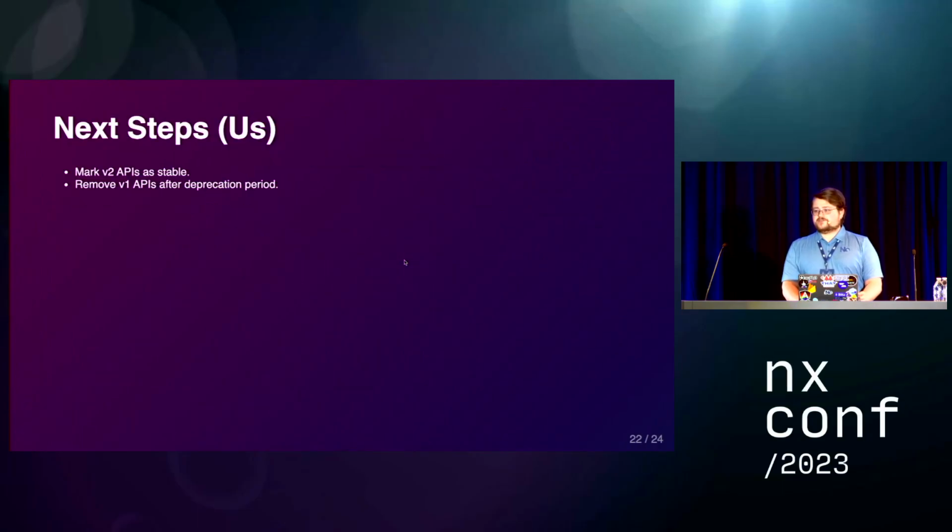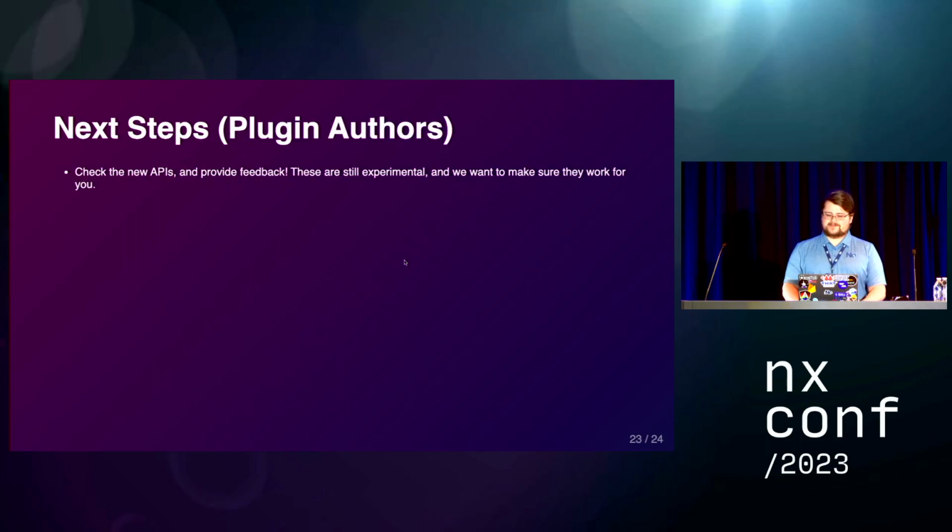So on our side, we do have some next steps. Right now, the V2 APIs are still marked as experimental. The V1 plugin APIs never made it out of experimental. That's not what we want to happen for these. So we're going to mark them as stable at some point, but we're still figuring some things out. Additionally, after these are stable and the V1 APIs finish a deprecation period, they will be removed. So plugin authors should migrate to these APIs eventually. And that's kind of the next steps for you all, is check out the new APIs, try them, provide feedback. Like I said, they're still experimental, but we don't want them to stay that way.